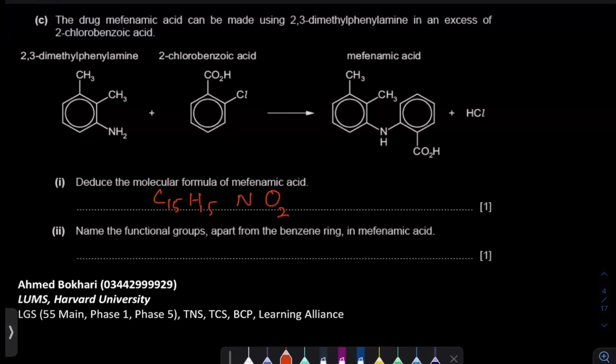Name the functional groups apart from benzene ring in mefenamic acid. This one is amine and this one is carboxylic acid. So we'll say amine and carboxylic acid. Make sure you name both of them. कोई एक नहीं बताना, उसने groups बोला. ठीक है?